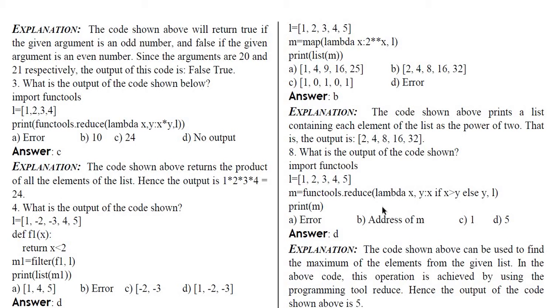We will check in the list which one, x is greater than y. It depends on the value of y. If you compare x and y, if you compare 2 with 1, it will give output x, because this code is used to find the maximum element from the given list, and in the above code this operation is achieved by using functools.reduce. Hence the output is 5.